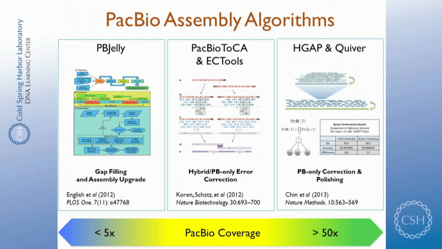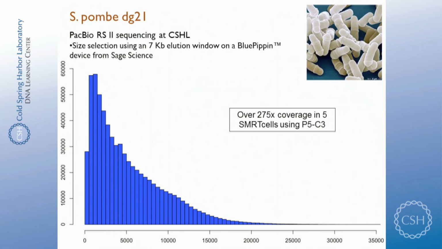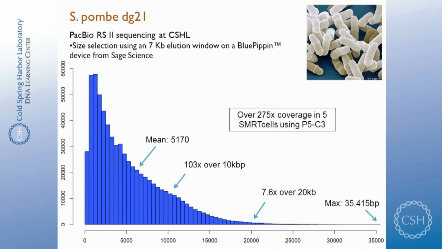Just to give you an example, this is sequencing we did here at Cold Spring Harbor. Well, these guys in the back did here at Cold Spring Harbor back in February. This was an afternoon's worth of sequencing. We generated 275x coverage of S. pombe yeast. A couple of key metrics from this data: mean read length was 5,000 base pairs. We had over 100x coverage of reads that are 10 KB long or greater. We even had almost 8x coverage of reads that are 20 KB or longer. Max in this data was 35 KB.